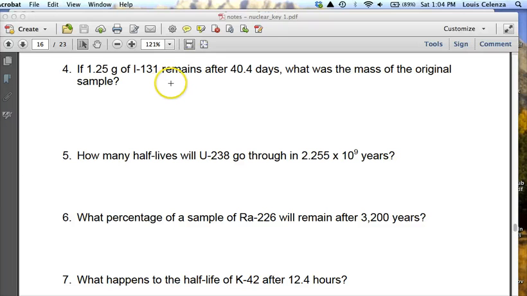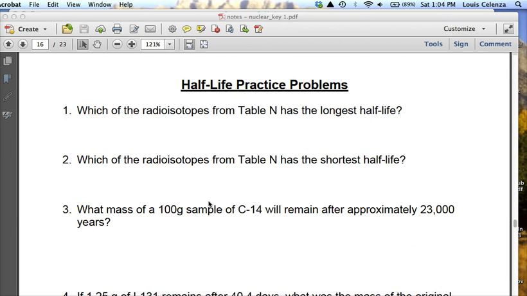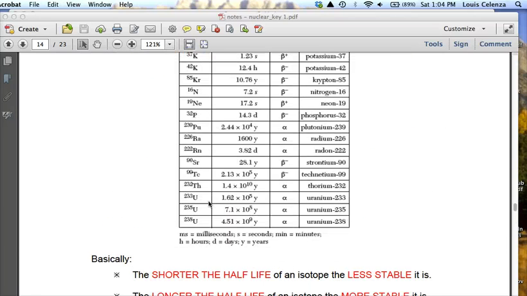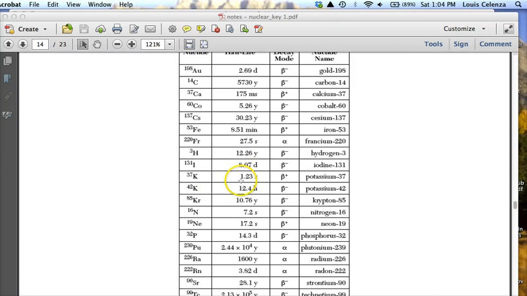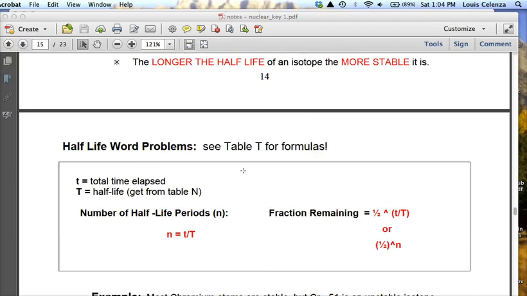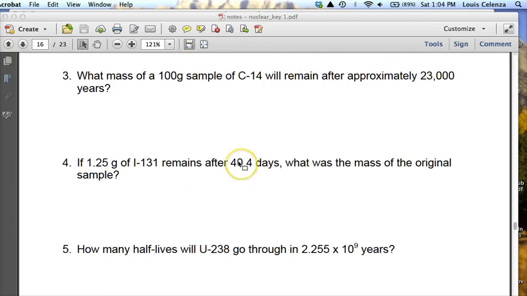Alright, so now this is a question where they're actually asking you to work in the opposite direction. They're giving you iodine-131, and it says now if 1.25 grams of that iodine remains after that amount of time. So now what they're giving you is how much is left at the end, and you have to work your way backwards. So let's try that one. This is a little bit tricky. Let's go back and look at, on Table N, the half-life of iodine-131 is about 8.07 days. So let's go back to the question.